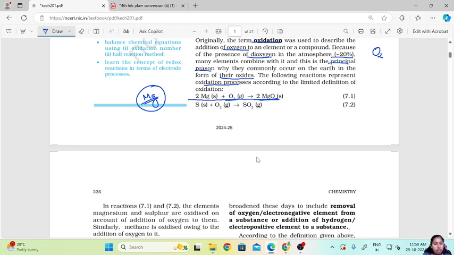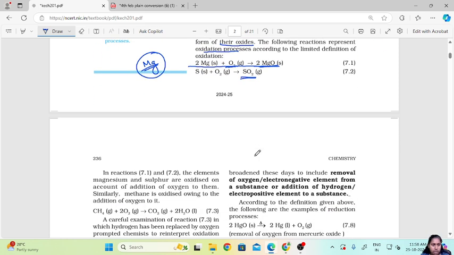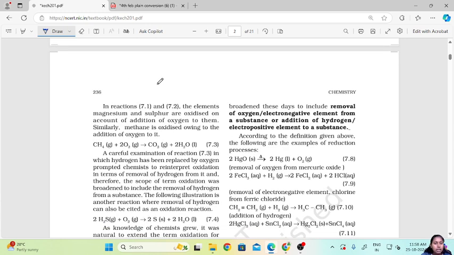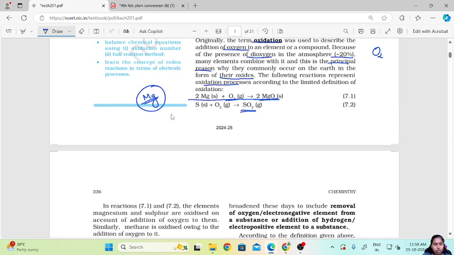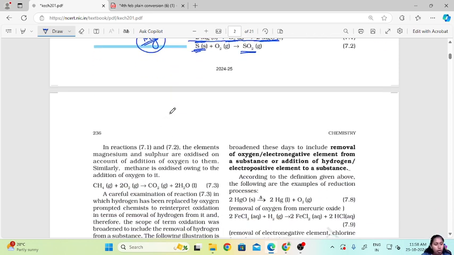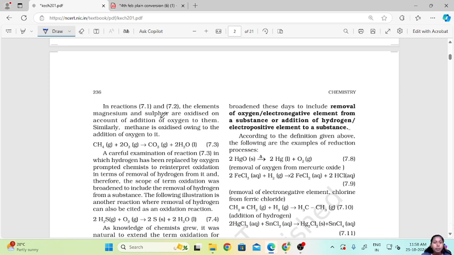Now again, sulfur is a non-metal. So when sulfur combines with oxygen, we get sulfur dioxide. So these are a type of oxidation reactions. Now in these reactions, the elements magnesium and sulfur are oxidized on account of addition of oxygen to them.